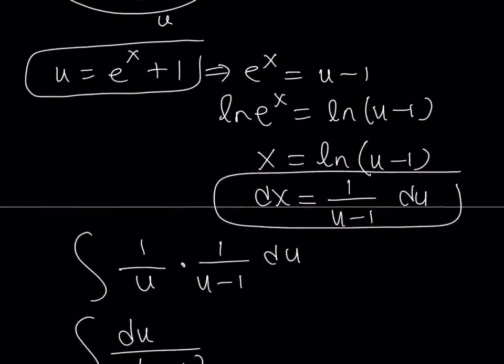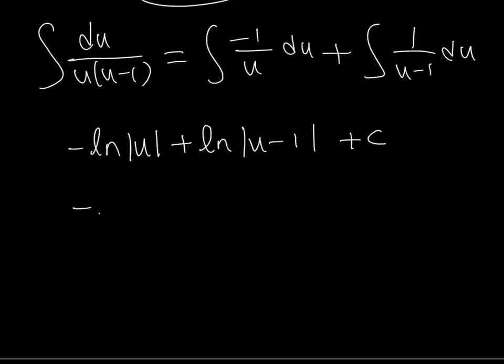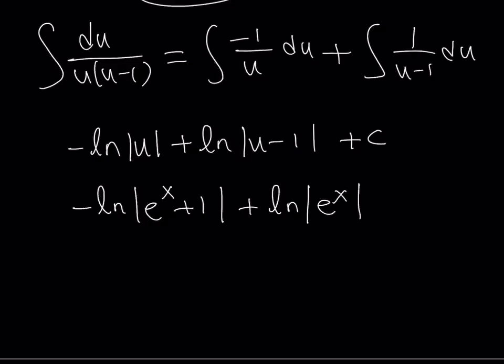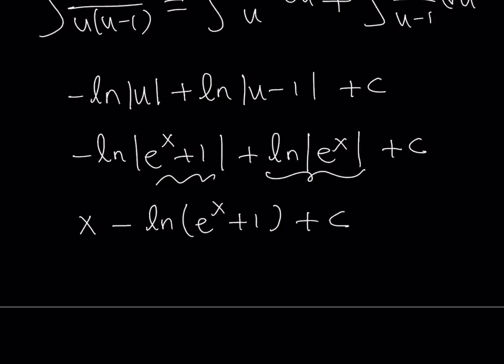Now we're going to back substitute. u is equal to e to the power x plus 1. So this gives us negative ln of e to the power x plus 1, plus ln of e to the power x plus 1 minus 1, which is ln e to the power x. Obviously, this expression can be simplified because e to the power x is always positive, and e to the power x plus 1 is always positive, so we can just forget about the absolute value. Ln e to the power x is equal to x. So this gives us x minus ln of e to the power x plus 1, plus c. So this is the first method.